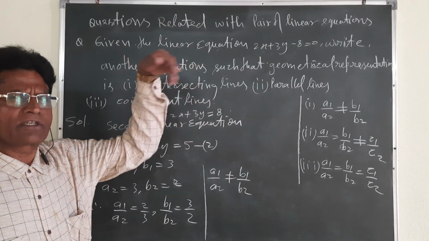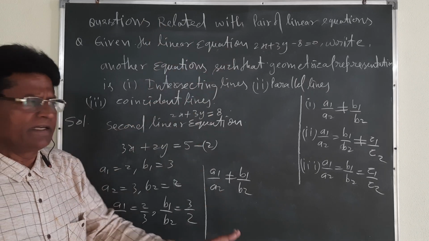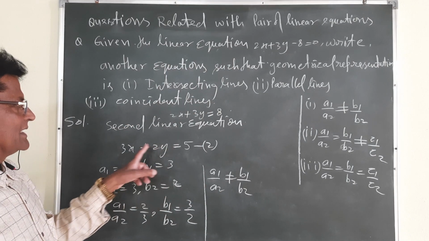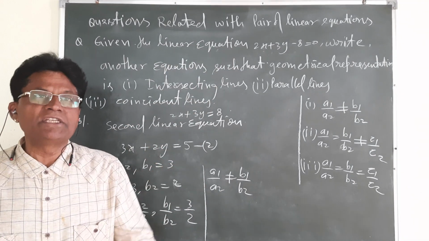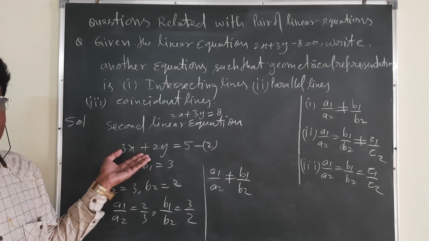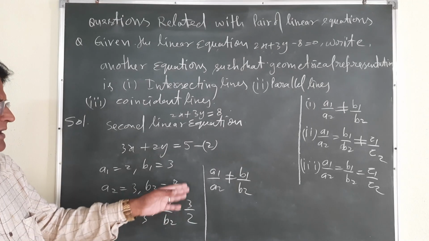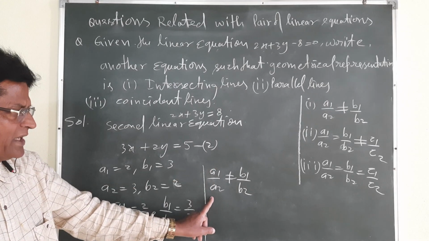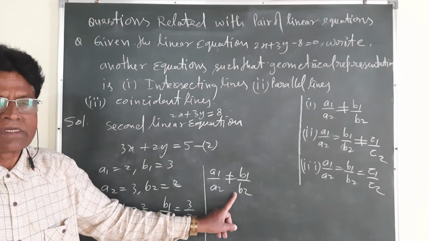As I told you, I have explained a number of questions related to that. The second equation may be different, because it is not essential that the second equation will be this one. Don't learn by heart. You compare it with this one. Only you must keep in mind a1 upon a2 does not equal b1 upon b2. Okay?